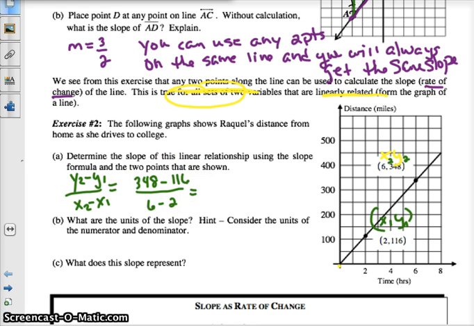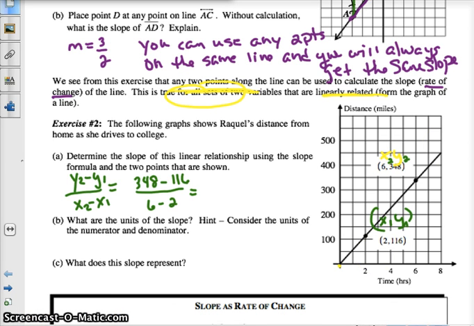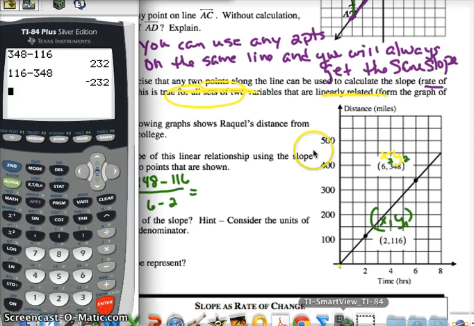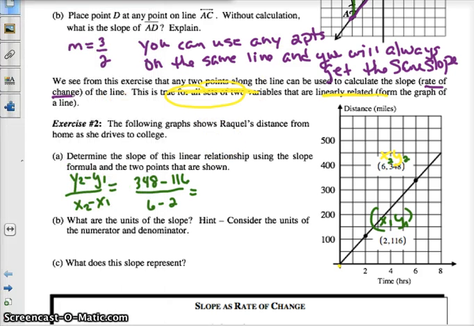When I subtract those, I will get, calculator. Oh, I did it already. It's going to be 232 or negative 232. Nope. Depends on which way you put them in. But you're going to get a positive or a negative, doesn't matter. Okay, so it's going to be 232.